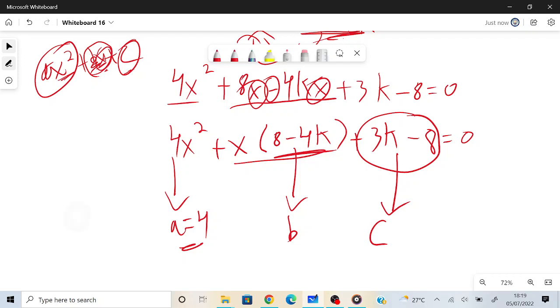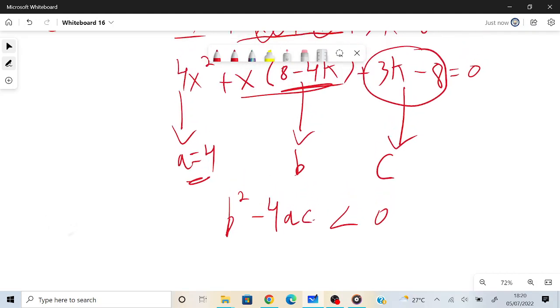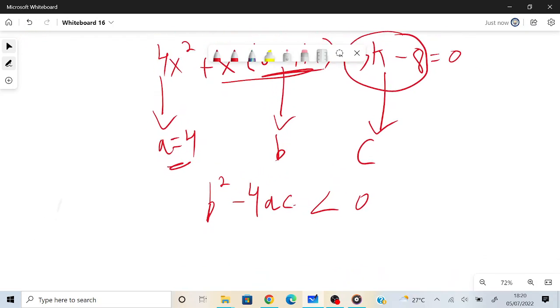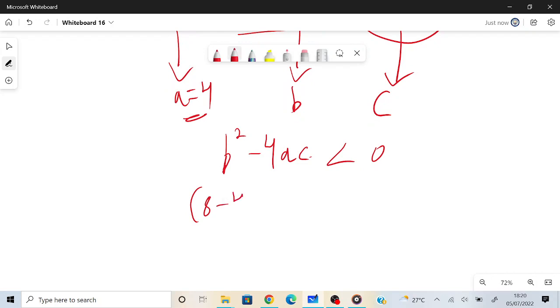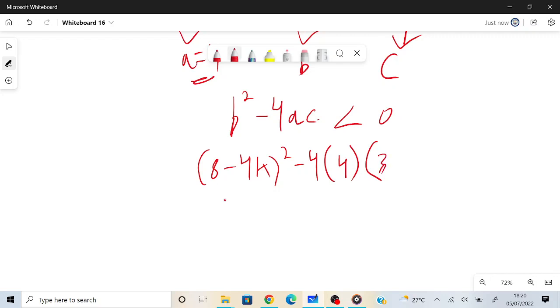Now that we have our a, b, c, we can use our discriminant. Our discriminant, as we know, is b squared minus 4ac, and in this case the sign is less than 0, because there's no point of intersection. This is c. Now we can substitute our values into this formula. So we have 8 minus 4k squared minus 4 into 4 into, I think it was 3k minus 8. Yep, 3k minus 8. So I'll now just expand this.